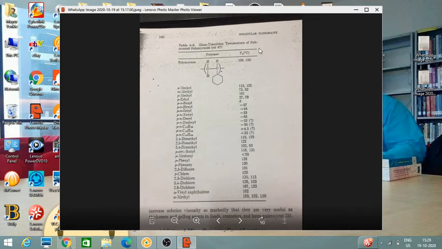So this is the glass transition temperature of the substituted polystyrene. So as the polar group increases, the Tg also increases.